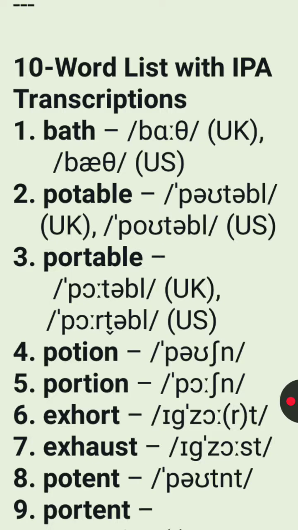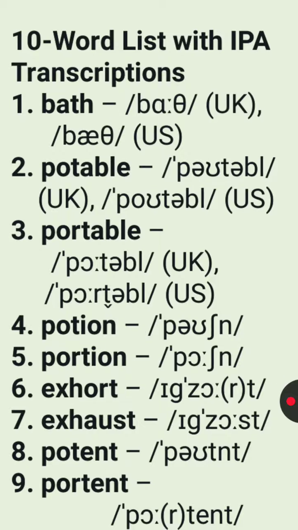Next is number 6 versus number 7. Number 6, we have exhort. Number 7, we have exhaust. The difference being there is a sound in exhaust and in exhort no sound. So that should be noted.